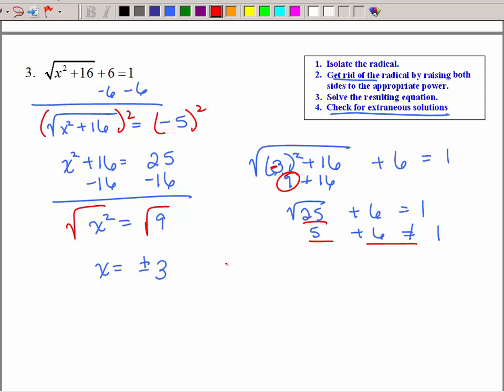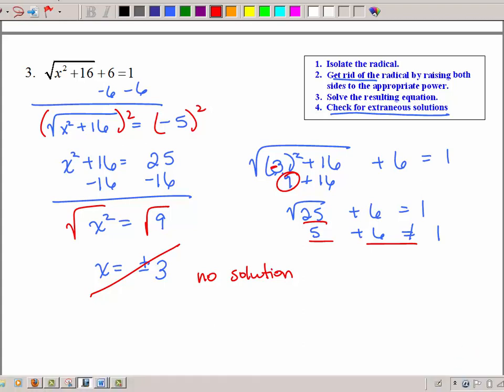But again, you don't erase it, you don't scribble it out, just put one line through it, and then you can say no solution. Now it is possible that one could have worked and one not. You keep one, you cross out the other. But in this case, neither one worked, so we did all that work kind of for almost nothing. But we still have to check.